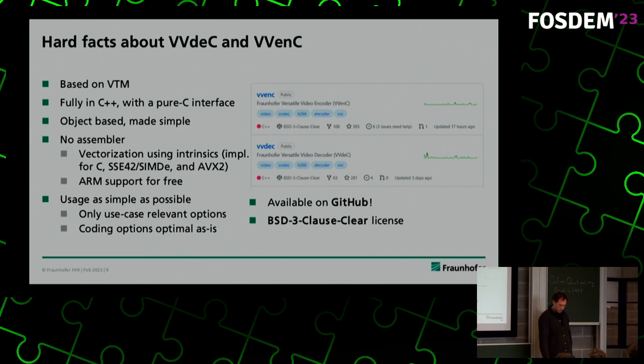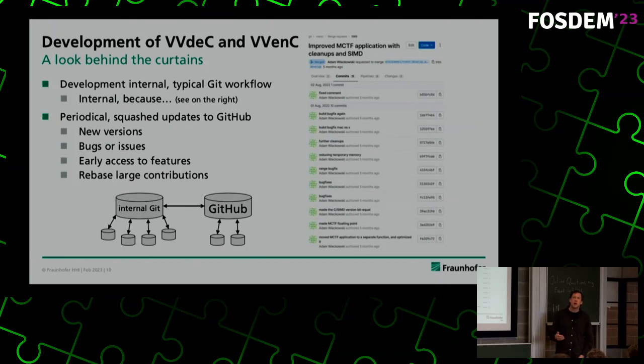Yeah, they're both available on GitHub under the BSD-3-Clause-Clear license, as I already mentioned. All right, so how do we do the development? The development is done internally at HHI. We have our own main Git repo from which we push squashed updates to the GitHub repo. Why is it internal?